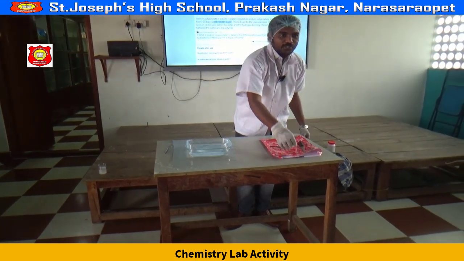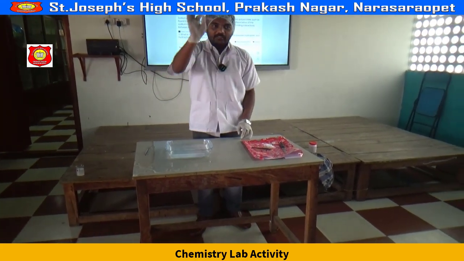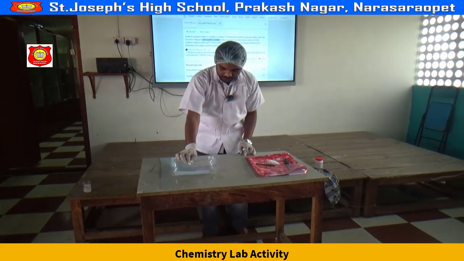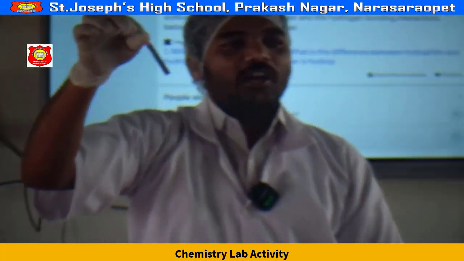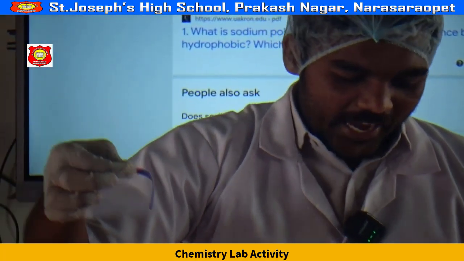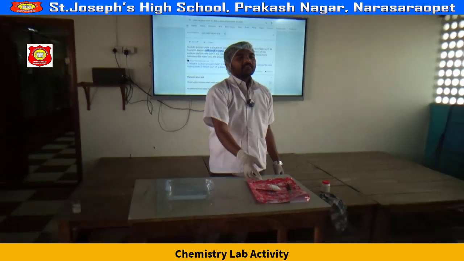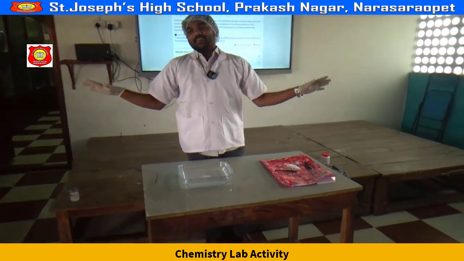Now, the solution is completely basic. This is a red litmus paper turned into blue. What is the nature of the solution now? Basic. Hence proved, metal oxides are basic in nature. Am I clear?